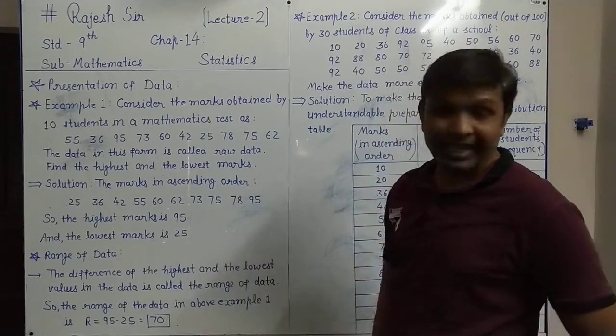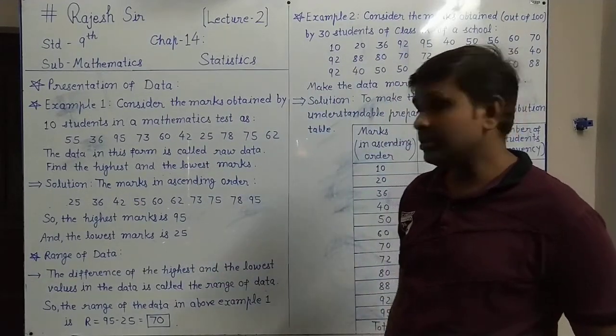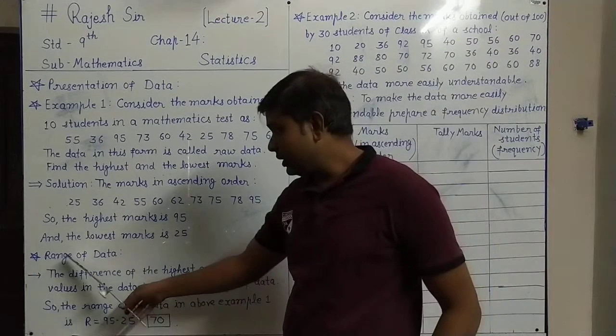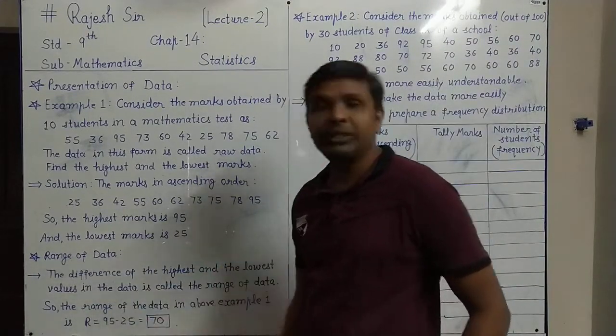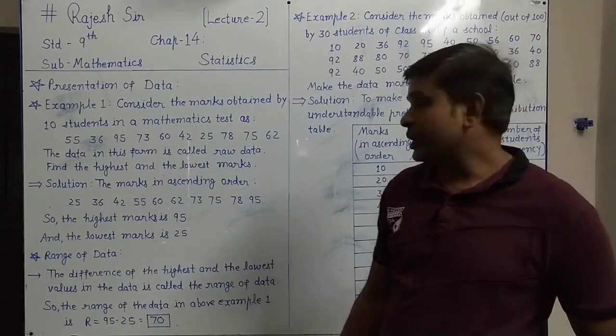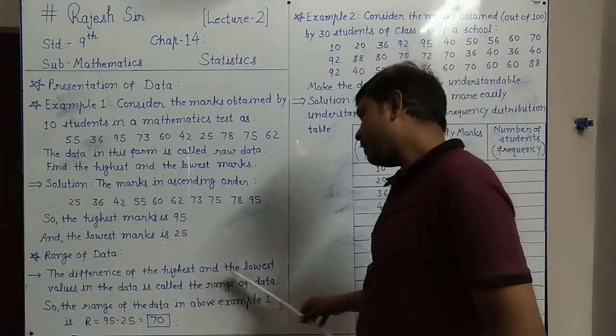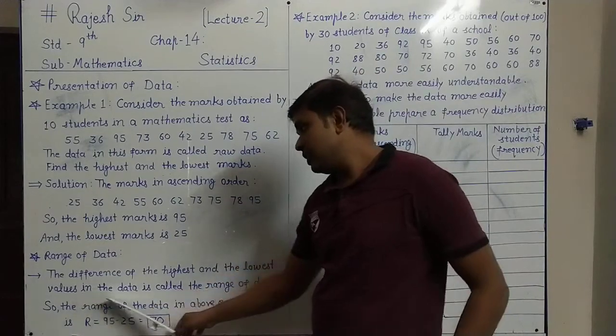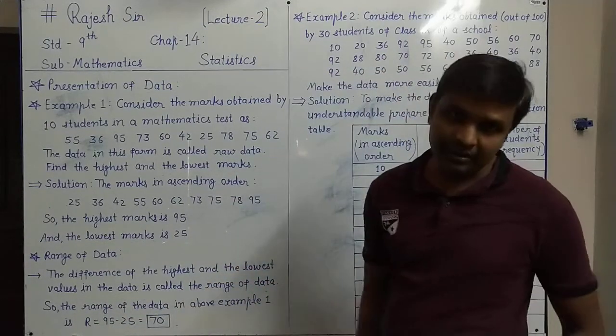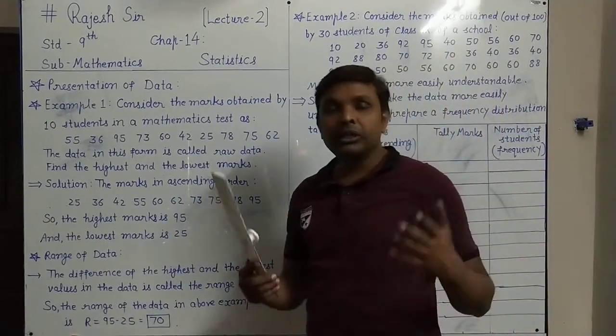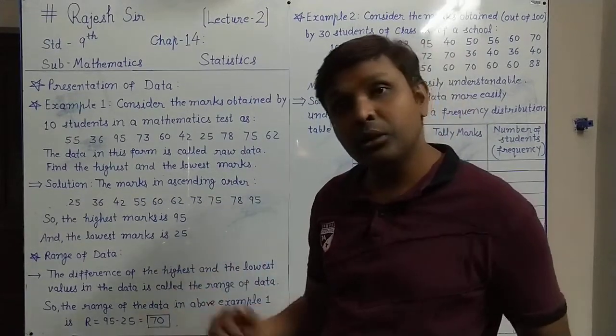On the basis of these highest and lowest values, we have a new quantity in statistics, the range of the data. What is the range of the data? The difference between the highest and the lowest values in the data is called the range of the data.